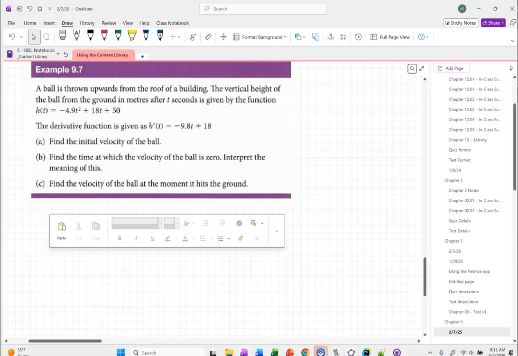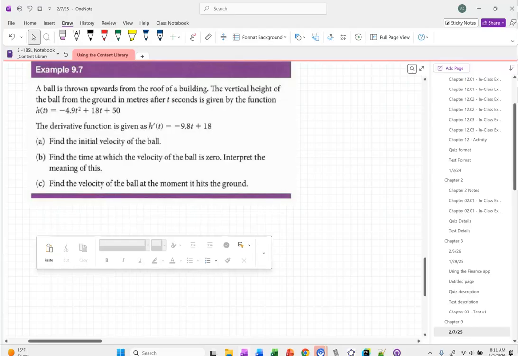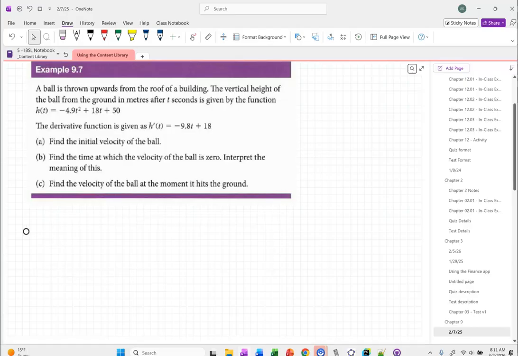All right. A ball is thrown upward from the roof of a building. The vertical height of the ball from the ground in meters after t seconds is given by the function h of t equals negative 4.9 t squared plus 18t plus 50. The derivative function is given as h prime of t equals negative 9.8 t plus 18. Let's just verify that, right? We know how to do that. Let's check that real quick.